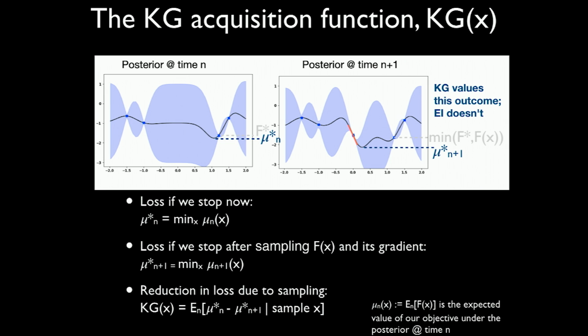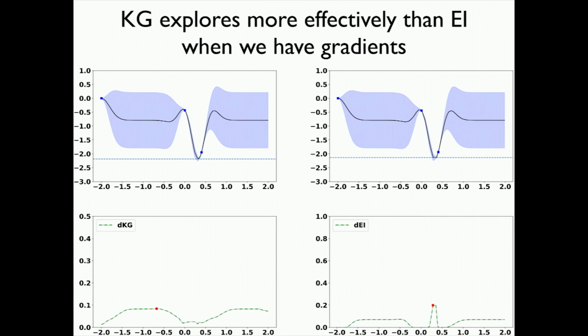10 minutes? OK, great. And so as a consequence, this new acquisition function is going to explore a lot more effectively than expected improvement when we're getting gradient observations. So on the left, dKG is like KG with derivatives. I have the posterior that I'm starting with that I'll use the KG acquisition function for. Here I'll have the same posterior I'm starting with that I'll use for the expected improvement acquisition function.